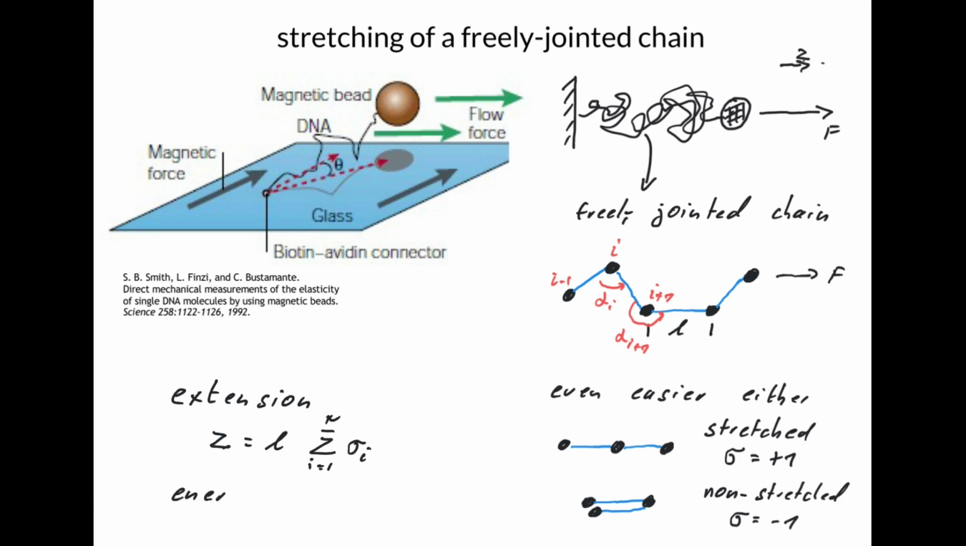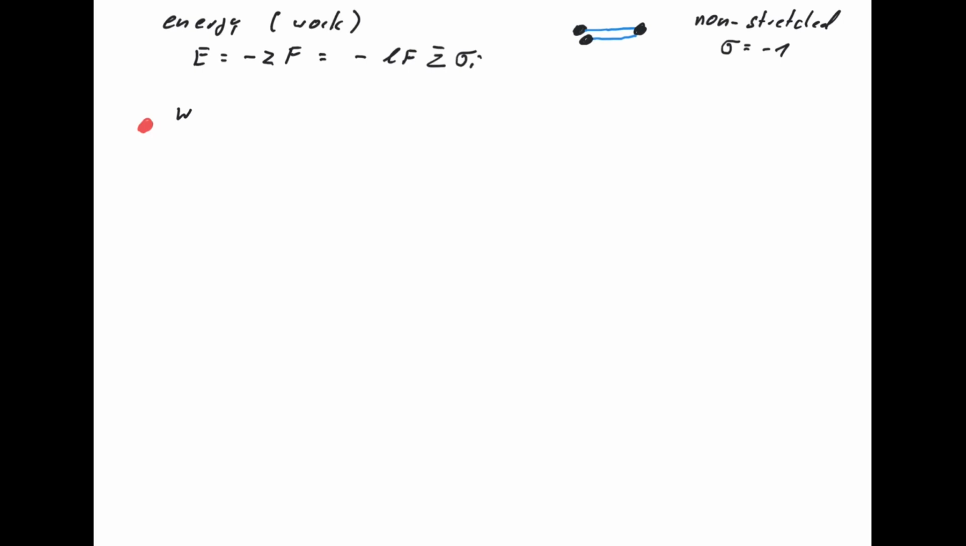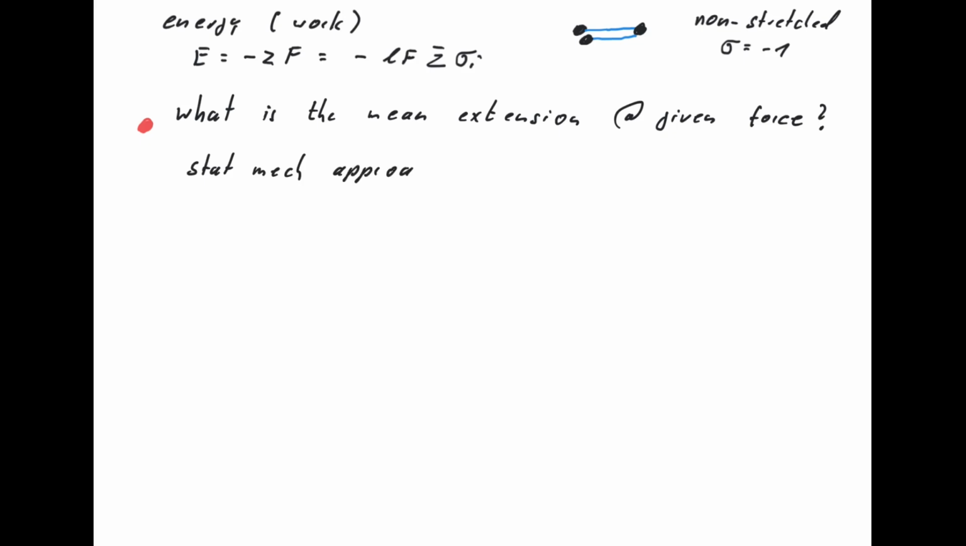Now, when I pull on such a system, the energy is characterized by the work that is done. So the energy is equal to minus the extension Z times the force applied, hence is equal to minus L times the force times the sum over all sigma i's. Using this microscopic model, we now would like to evaluate the mean extension at given force and at different temperatures for that system. The method to calculate is that of statistical mechanics.